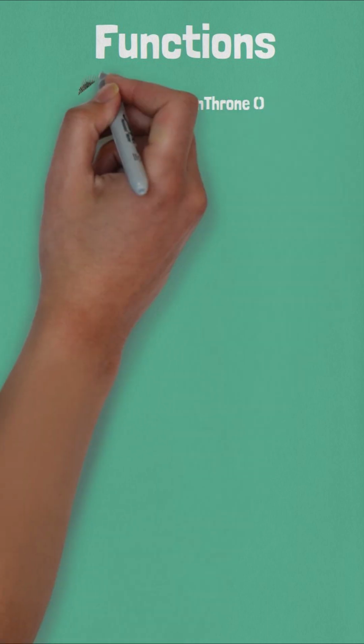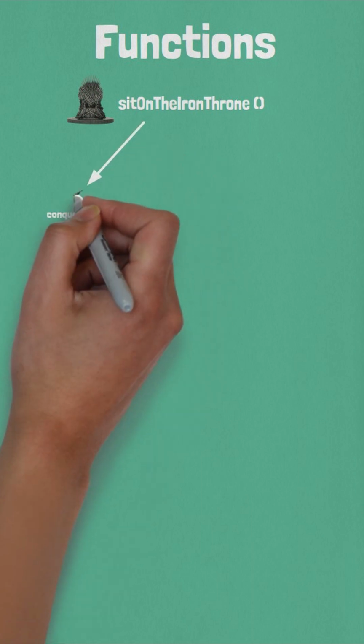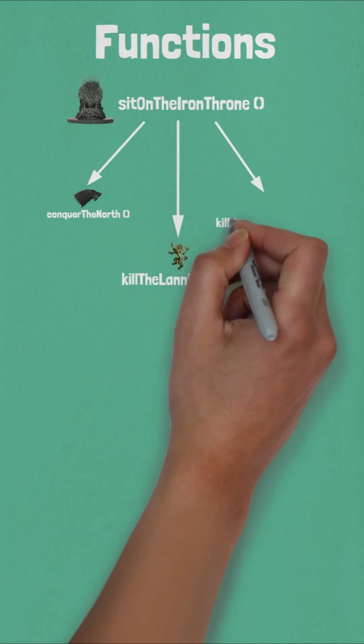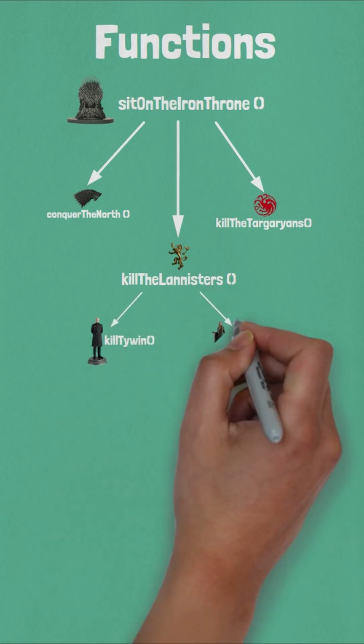Suppose we have a function called sit on the iron throne. As we all know, there are many steps required for this function to finish executing, 8 seasons to be exact. But we'll simplify that and say that for the sit on the iron throne function to execute, we need these following functions to execute first: conquer the north, kill the Lannisters, and kill the Targaryens. This just got very gloomy, but bear with me. Now for kill the Lannisters to finish executing, it needs to call kill Tywin and kill Cersei.